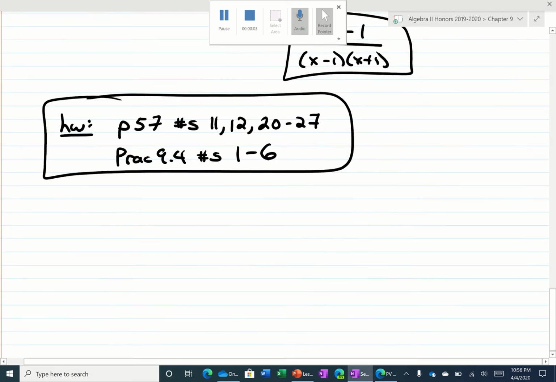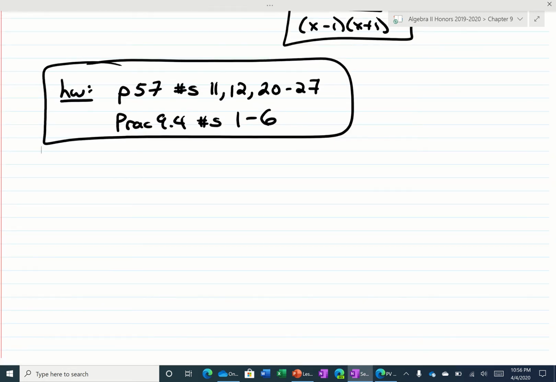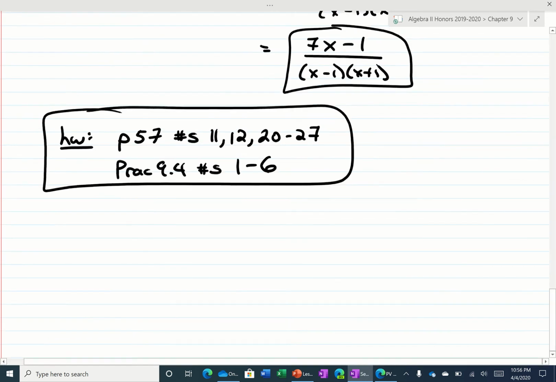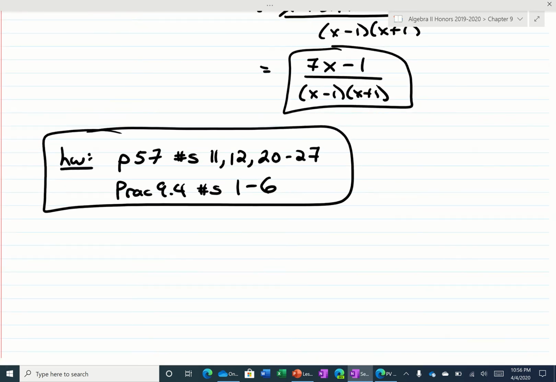Alright, so let's take a look at some of these homework problems. We were just simplifying rational expressions, and we needed to get common denominators to do that. So, I'm going to take a look at 9.4. Let's see if we can find some good ones here. This was on page 573.